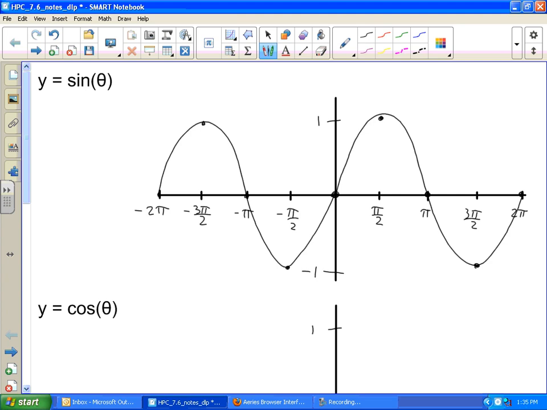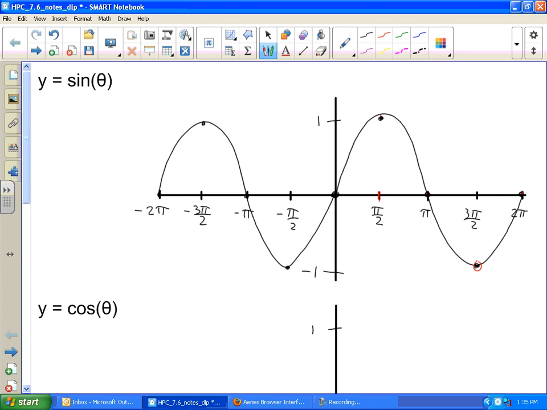We're going to definitely need to know this shape. And the best way to remember how to graph sines and cosines, break them into quarters. Right? There's the first quarter, 1. Second quarter, back at 0. Third quarter, down at negative 1. Fourth, back at 0.